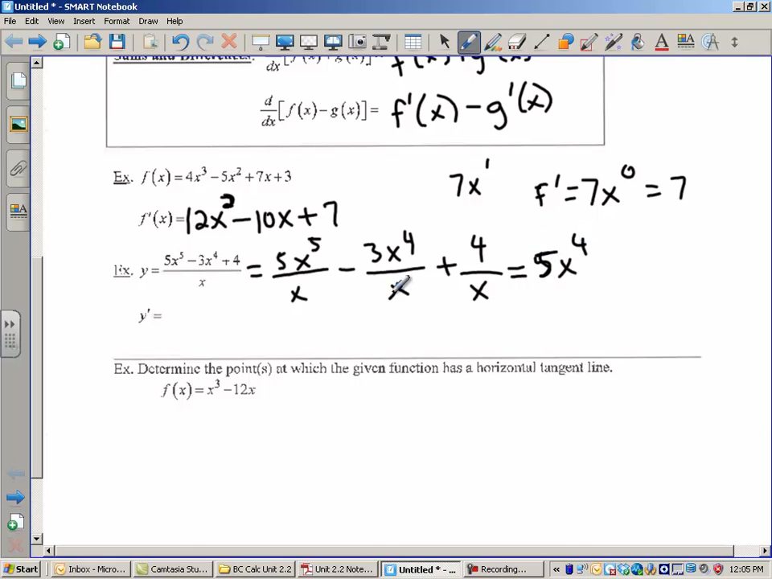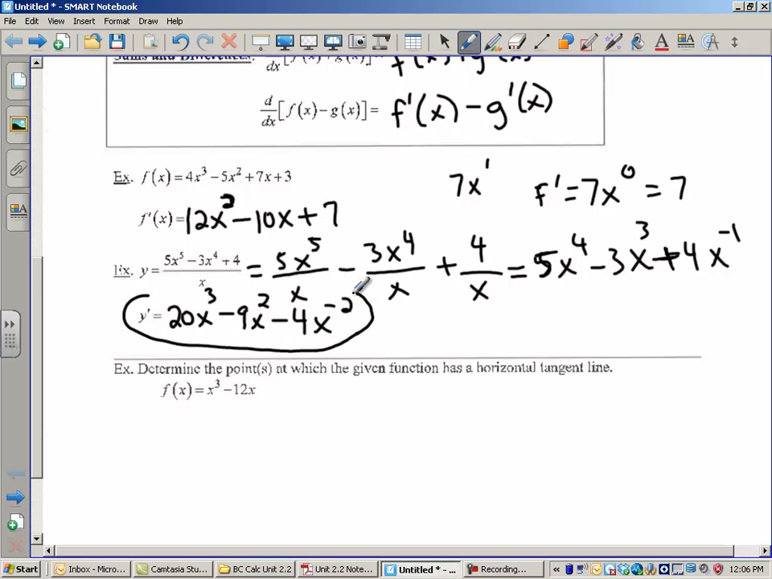Then one of these x's cancel in the second term, and we get minus 3x cubed. And I'm going to write this last term as 4x to the negative 1, so that I can use the power rule. So my derivative is going to be 20x to the 3rd minus 9x squared minus 4x to the negative 2, which you could rewrite if you wanted to, but I'm not going to. We are not forced to simplify in calculus, so I'm going to leave it like that.